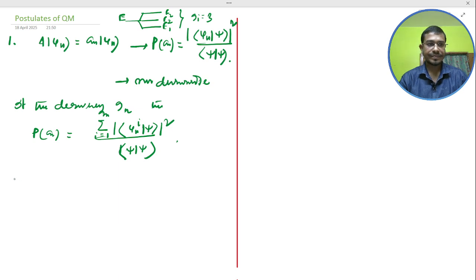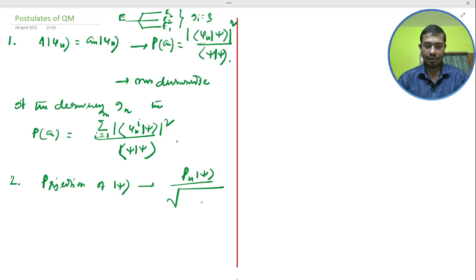Next, the state just after measurement. This is called the projection. Very important. The projection of a state psi is nothing but Pn multiplied with the psi state, divided by the square root of the psi probability and psi. This is called the expectation or average value. In quantum mechanics, this is called the expectation value.